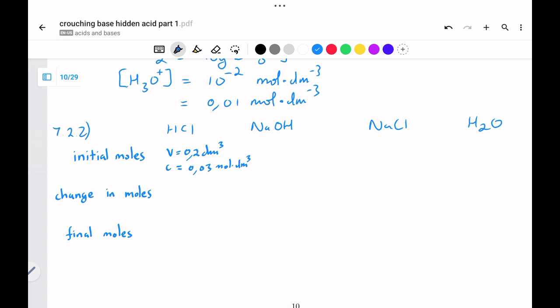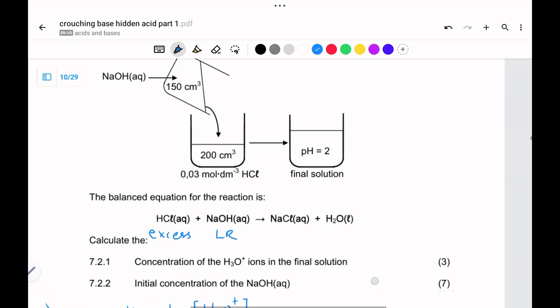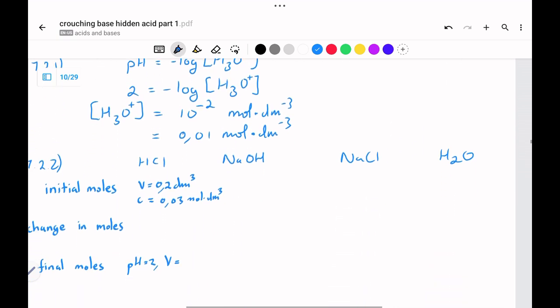And then for the final moles, I have my concentration. Well, I didn't prove that my concentration was this actually, so let me scratch that out. Let's just write I have a pH of 2 and I have a volume. They said that the volumes were additive, so it should be 200 plus 150, that's 350, 0.35 cubic decimeters.